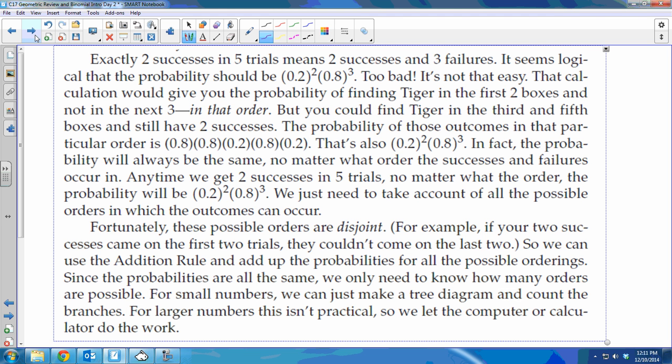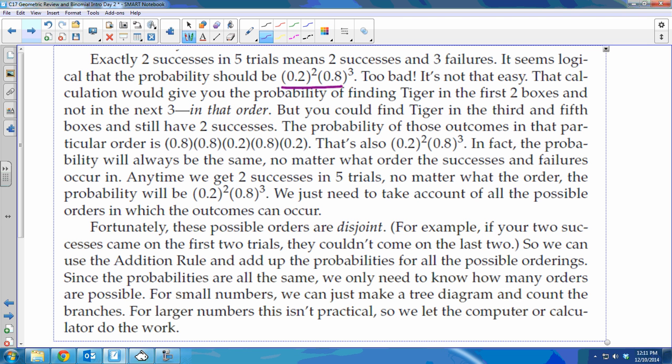If you did 0.2 squared times 0.8 to the third, like I just said, that's the probability of finding Tiger in the first 2 boxes and not in the next 3 in that order. But you could find Tiger in the 3rd and the 5th boxes and still have 2 successes. So in doing all this, the order matters. You're not going to have to write all this out.